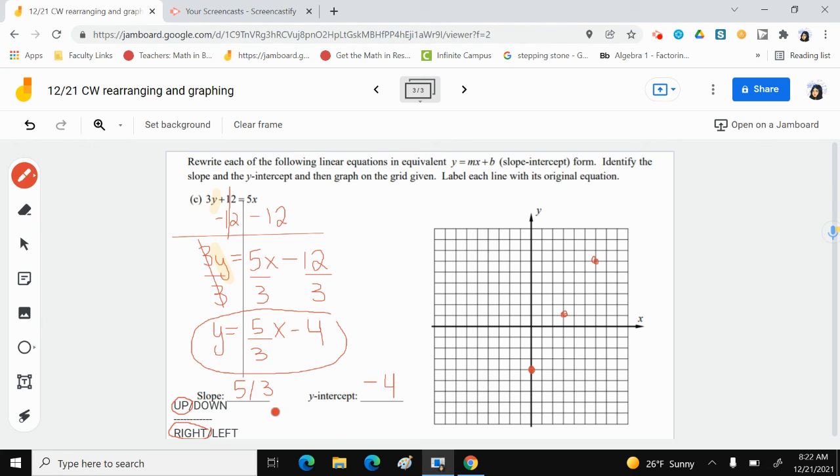Again, I could do the opposite, negative 5 over negative 3, because a negative divided by a negative is a positive. So I could go down 5 and left 3. So down 1, 2, 3, 4, 5, left 1, 2, 3. I plotted all the points that I could. I'm going to draw a line connecting them. And again, put arrows at the end.